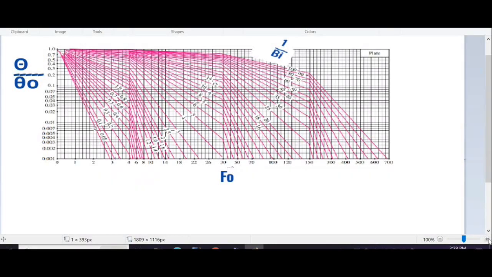I will maximize this. So from this number 3, we will draw one vertical line up to this line, because 4.76 means approximately equal to 5. Now from this point, we will again draw one horizontal line.